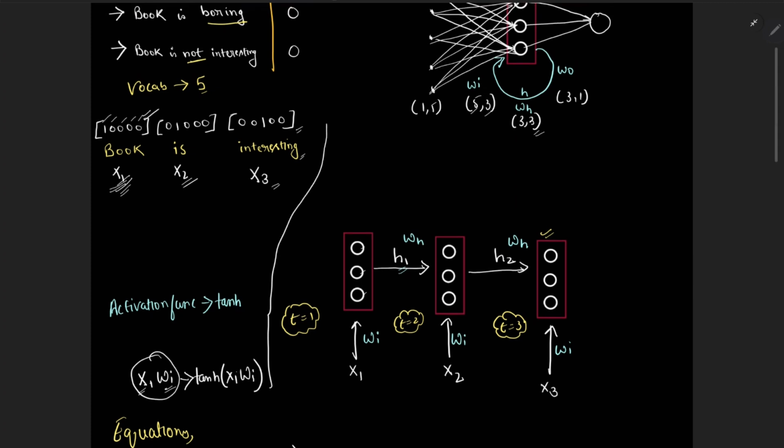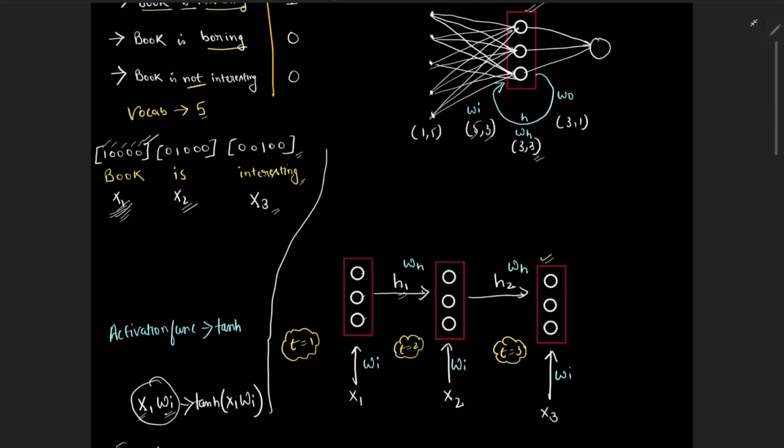Now, what will happen here? What are these x1, x2, x3? We've already seen that x1 is nothing but the vector representation of book, x2 is the vector representation of is, and x3 is the vector representation of the last word, which is interesting. Now we have come to the last word of this sequence.